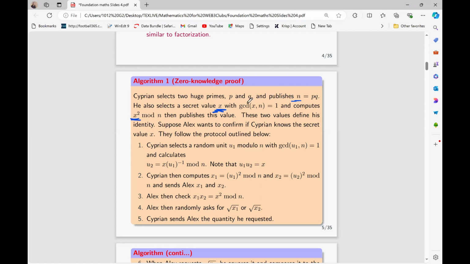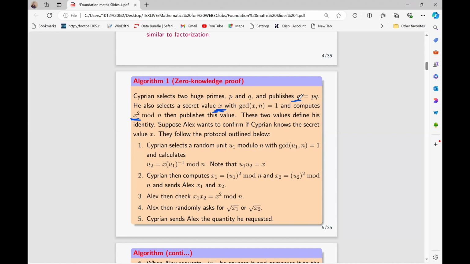So first of all, he chose two prime numbers, multiplied them, and got the product n. This n he makes public. Then he chooses the secret. This secret value x must be relatively prime to n.